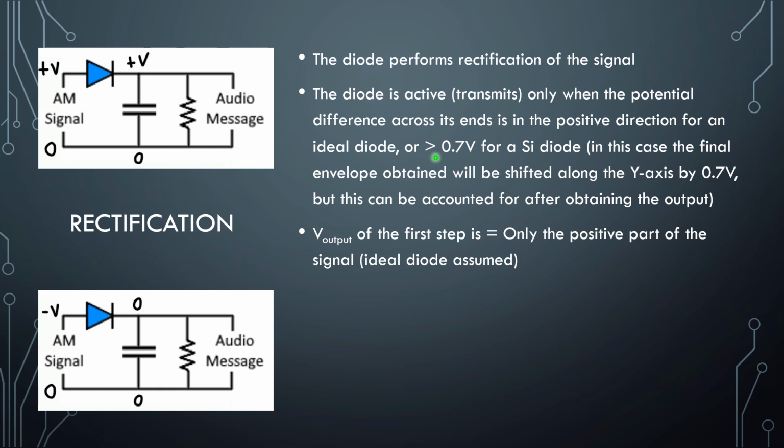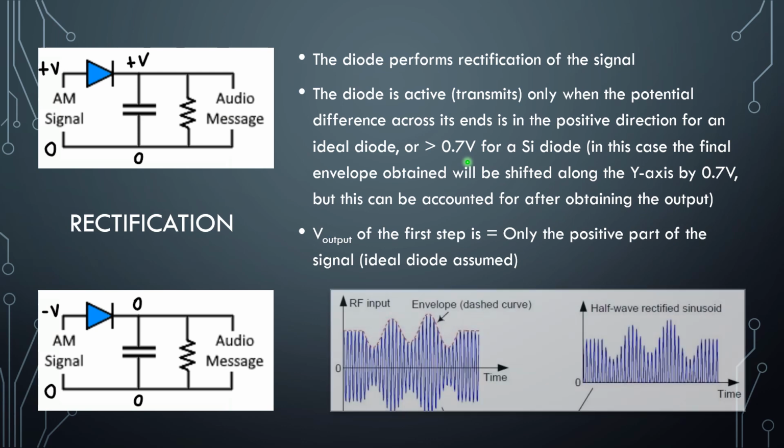However, in the case that we use a silicon diode, which is a real diode, and that is what is actually used, there will be a signal transmitted across the capacitor only for the voltage greater than 0.7 volts, and this will not cause much change except for the fact that the final signal will be shifted along the y-axis by 0.7 volts, and this can be easily taken care of in further processing. So the negative part of the signal is removed and only the positive part remains, thus we can proceed to the next step.